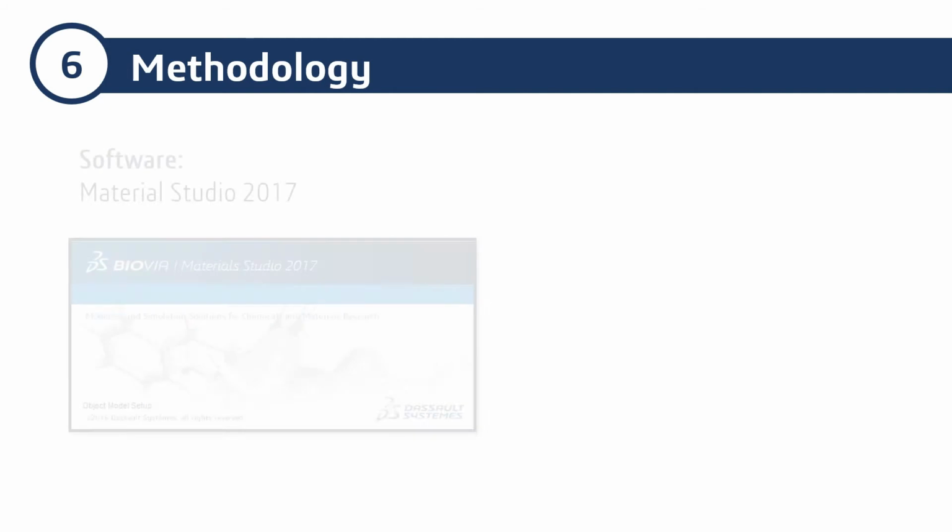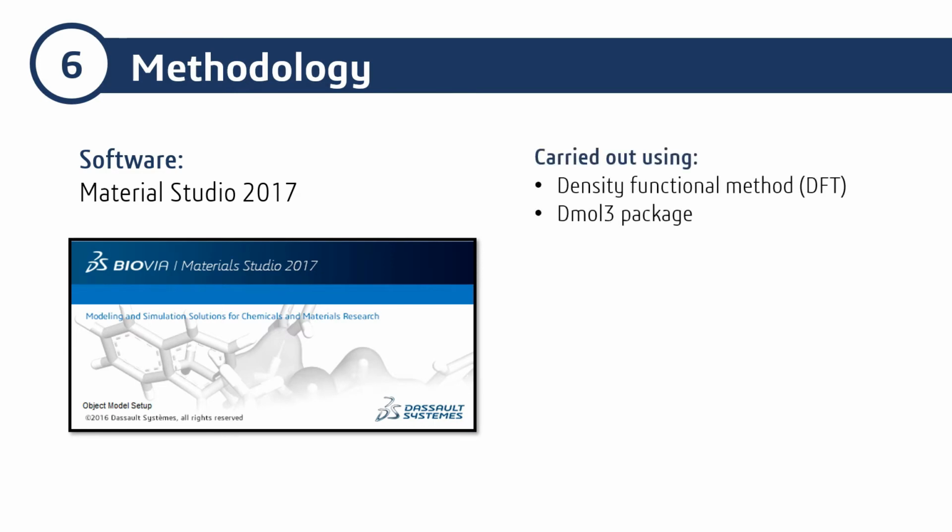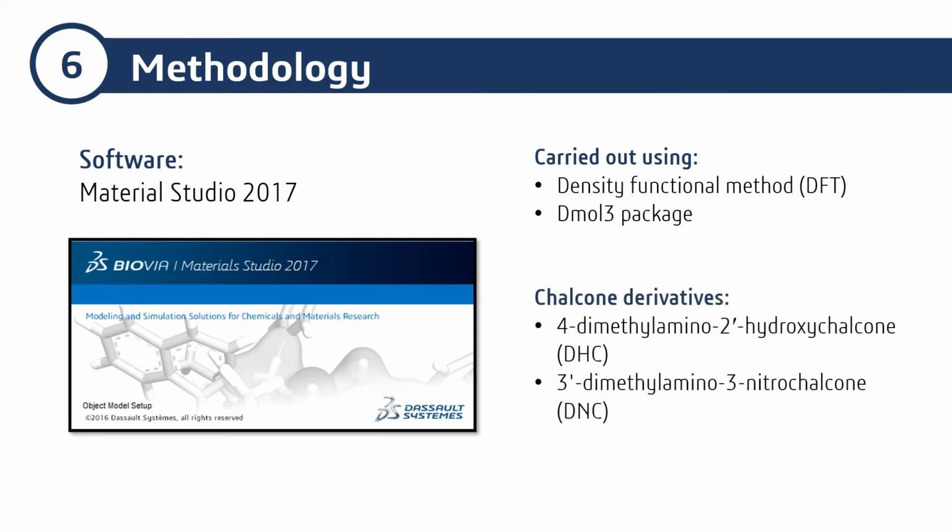Methodology. This study of fluorescent effect on chalcone derivative is fully implemented using the computational method by using the software Materials Studio 2017. The visualization and theoretical calculation of chalcone derivative and the fluorescent effect were carried out using the density functional method DFT with the DMol3 package. In this study, 4-dimethylamino 2'-hydroxychalcone (DHC) and 3'-dimethylamino 3-nitrochalcone (DNC) will be used as our chalcone derivatives.